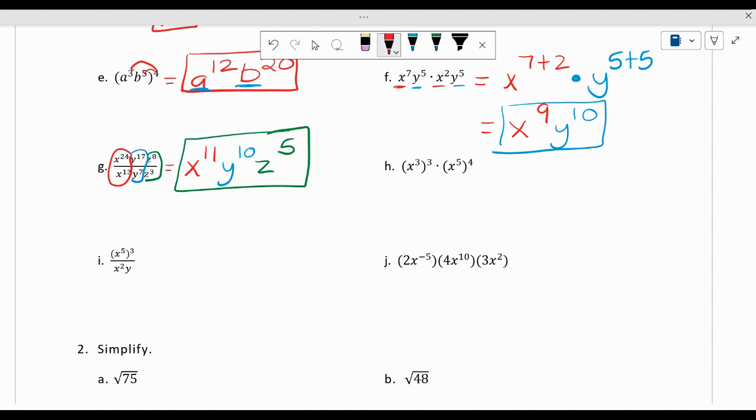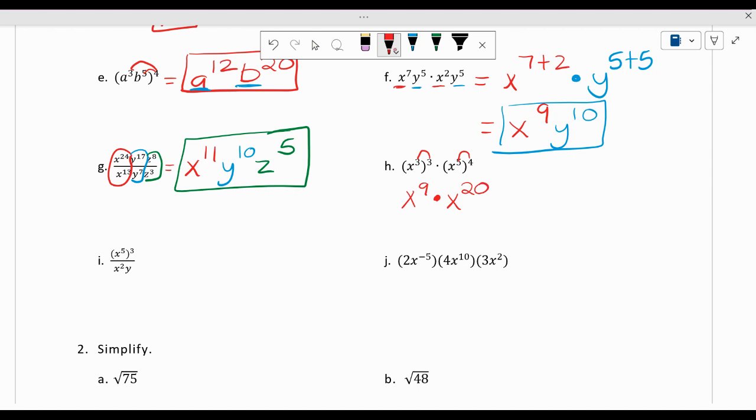So those were all the basic properties, and then here you have some where it starts applying different properties. For example, in letter H, there's parentheses with numbers on the outside. That means distribute. And ever since we started algebra, we've always said if you can distribute, you should distribute first. So this first term is going to become x to the 9th. Bring down the multiplication sign. And then 5 times 4 is going to be x to the 20th.